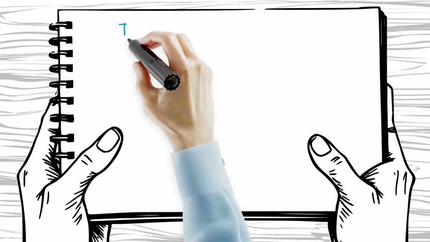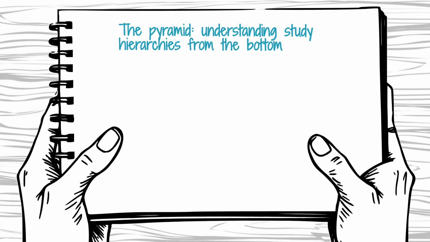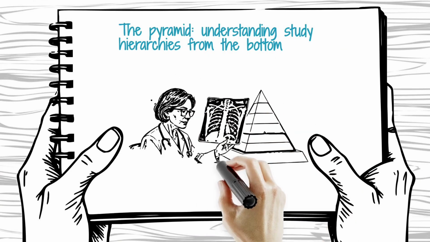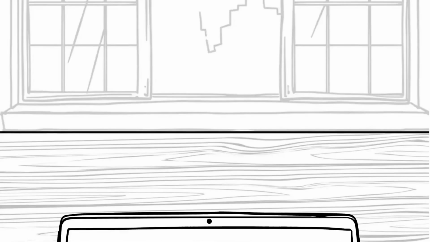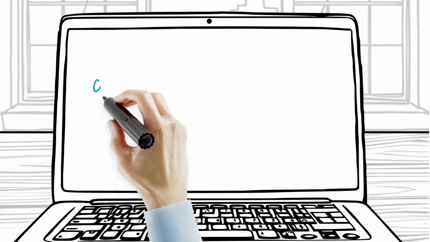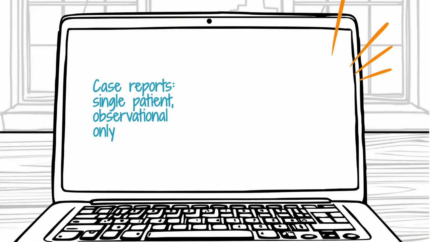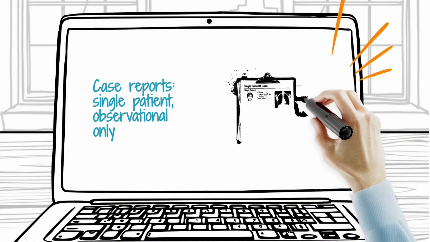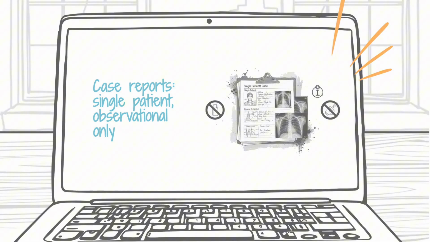Now, the pyramid, from the bottom up, the case report. A clinician sees something unusual. They document everything, history, findings, radiographs, outcome, and publish it. One patient, one finding, observational only. The aim, to say this happened, and the world should know. What you obtain, a clinical description and a hypothesis. The limitation, one data point, no comparison, no generalization.